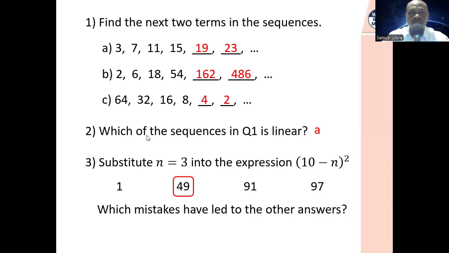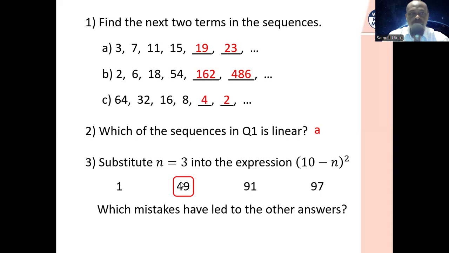And then you're being asked which of the sequences in question 1 is linear. It is obviously question 1a. Why? Remember what we learned? A linear sequence has a constant difference. And you can clearly see that 4 is being added every time. So it's a constant difference of 4.